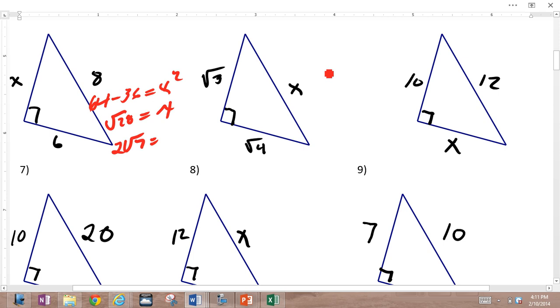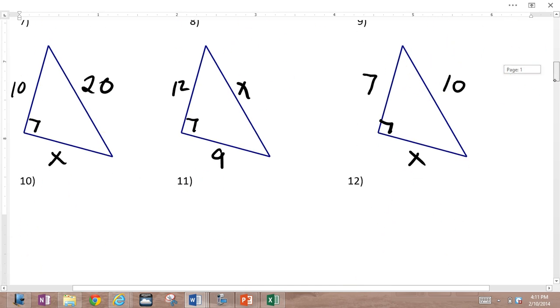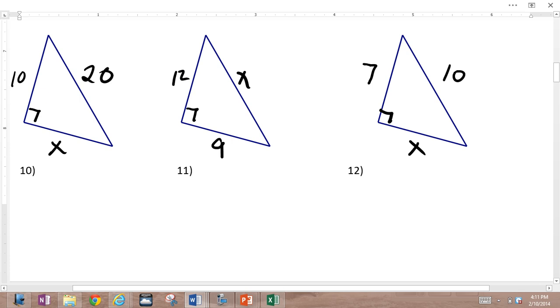This is a 3, 4, 5 multiple, so this would be radical 5. This one, you have to go through Pythagoras. Go ahead, set it up, and 12 squared is equal to 10 squared plus x squared. Okay. This should be recognized as a 30, 60, 90 because one side's half the hypotenuse, so this would be 10 root 3. This is 9, 12, 15.